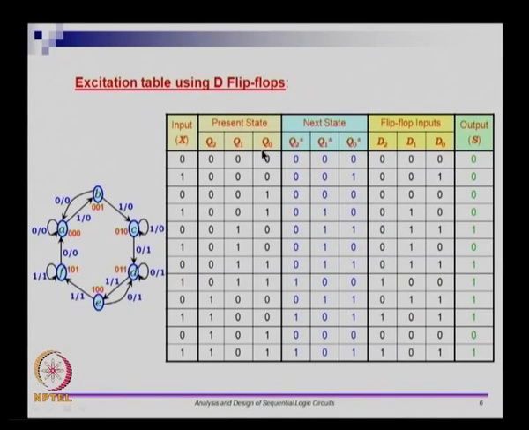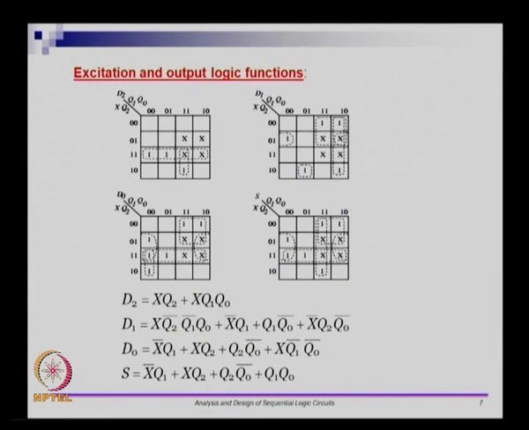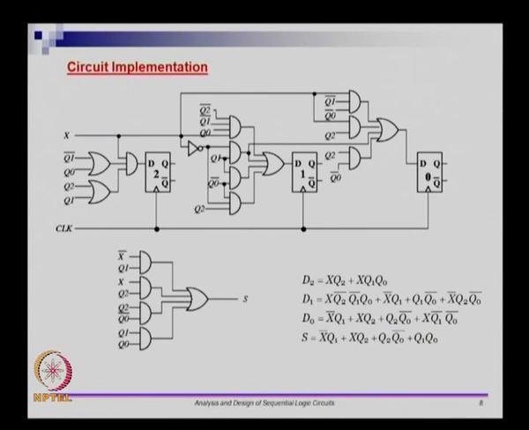So I will suggest that you go and do that yourself. So the equations are shown here. D2, D1 and D0 have some equations. S has an equation in terms of Q2, Q1, Q0 and X, and you can draw a circuit for that. So this is a circuit that can be used for this. I suggest that you actually try and do this yourself and convince yourself that the circuit is correct.